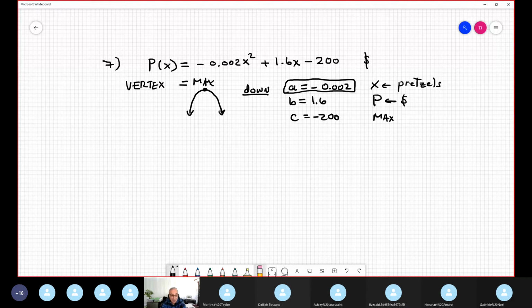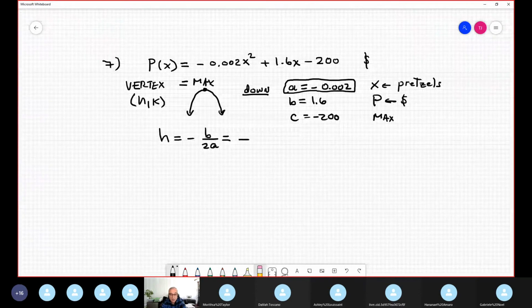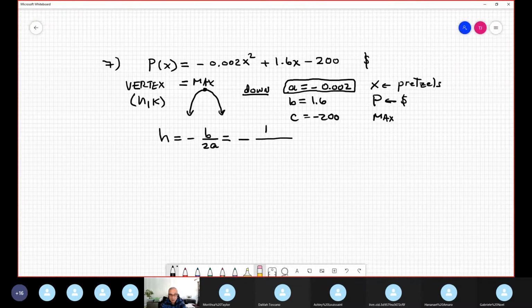The vertex point is a point (h, k), no? And the h value is equal to minus b over 2a. This is the most important formula. This is minus b, which is 1.6, divided by 2 times a, which is minus 0.002.